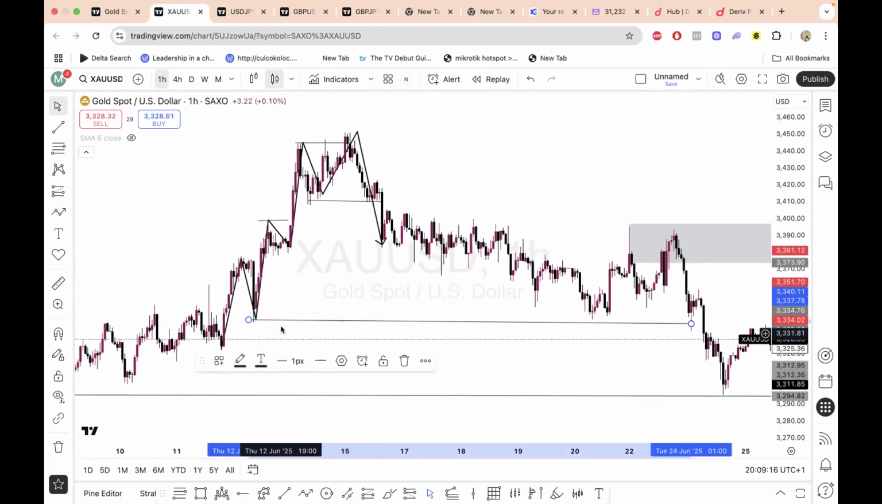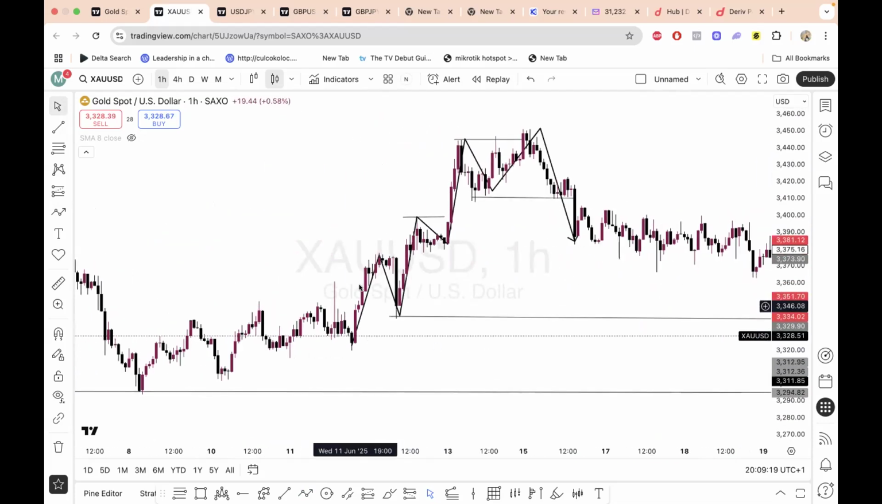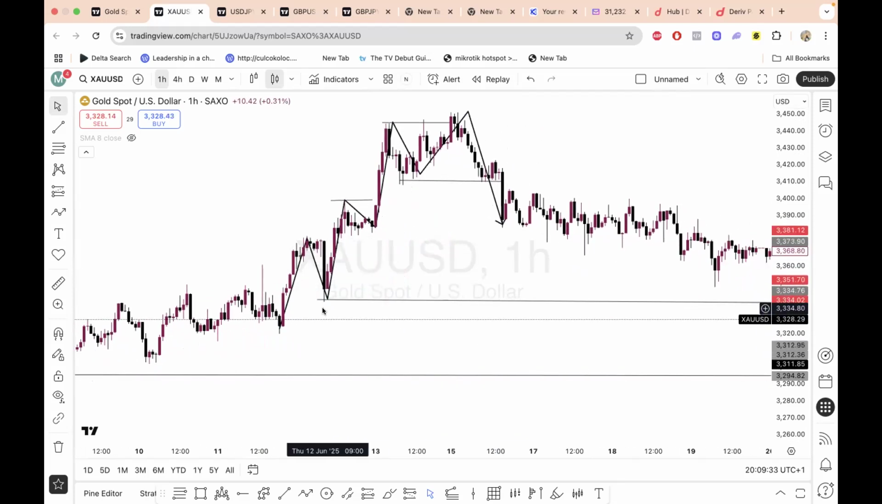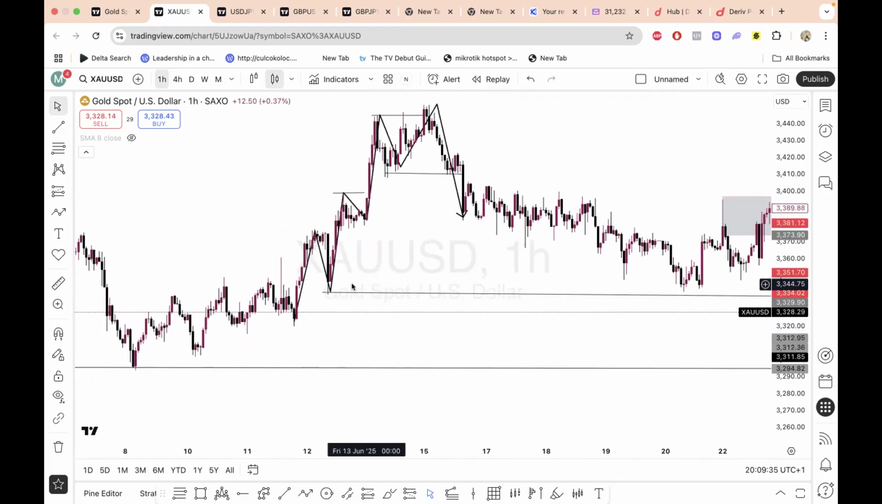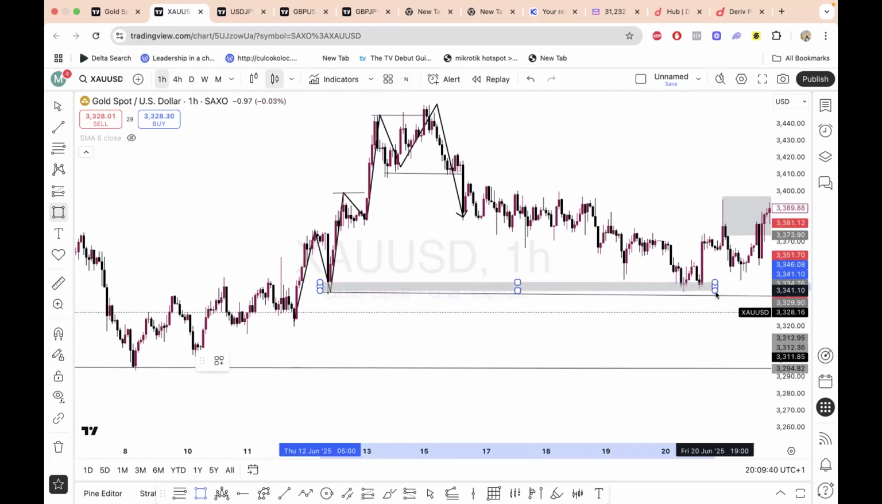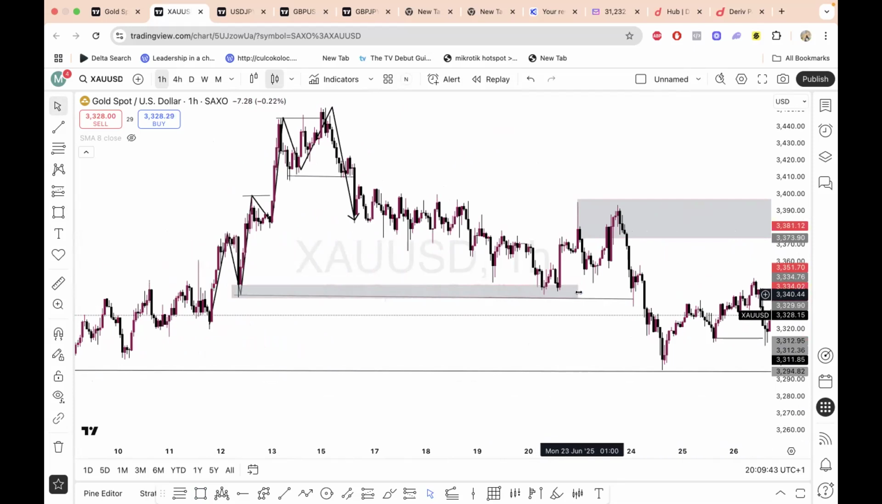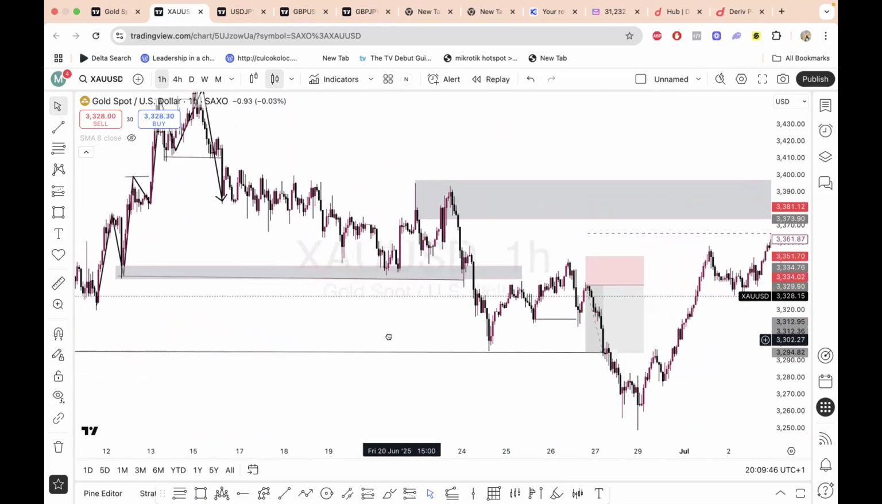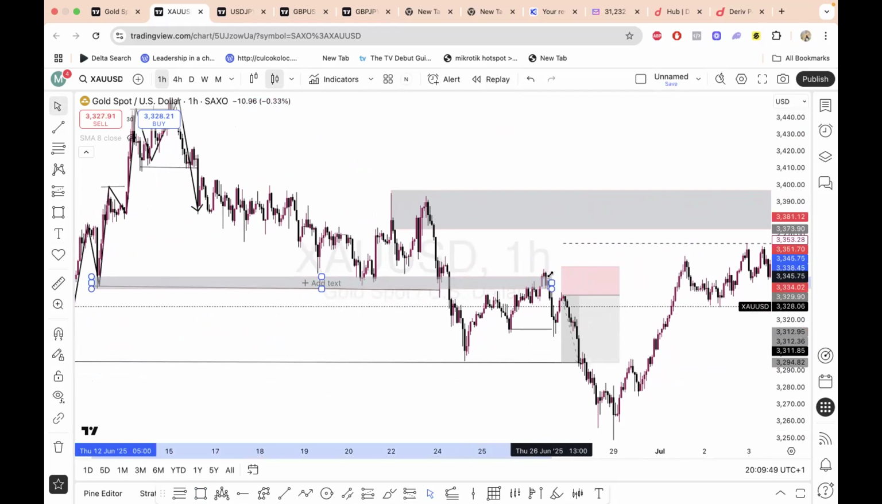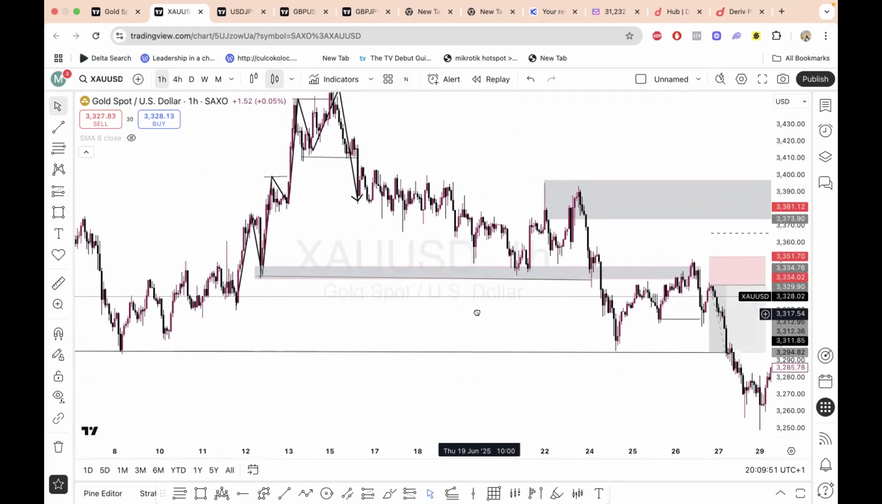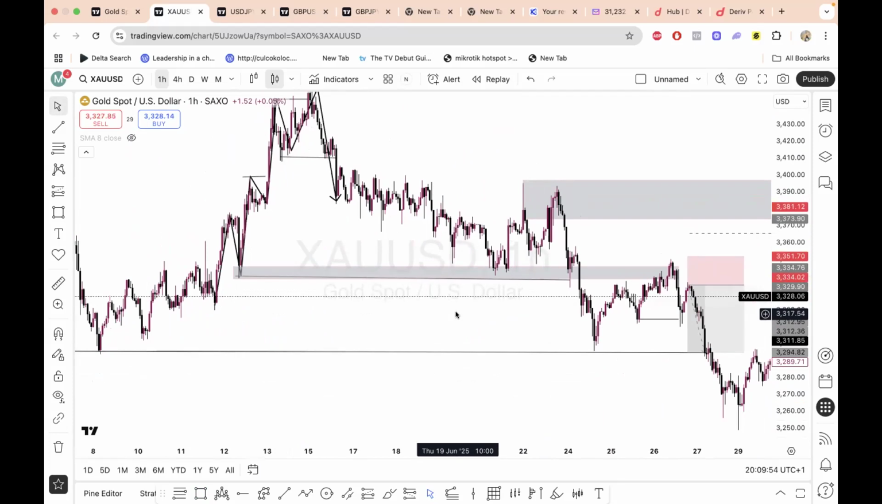Now look at this one. This move from here to here, did it pull back at least 50%? This one, did it pull back from here to here? Now, when the market breaks a typical support, what happens to it? It turns to a what?